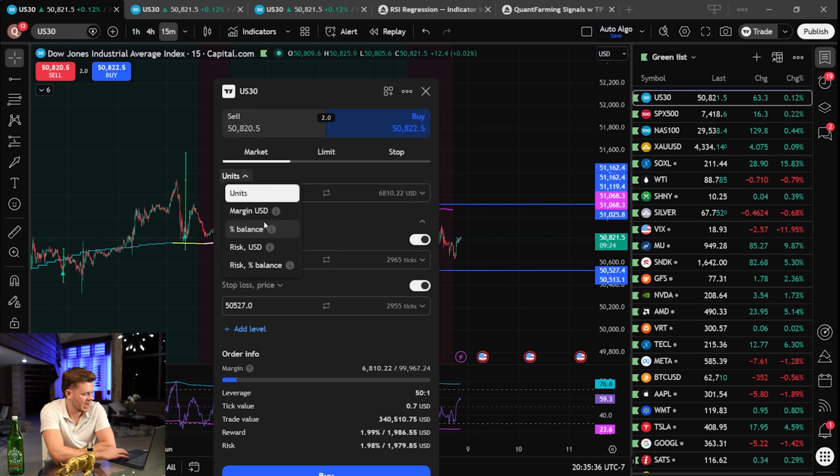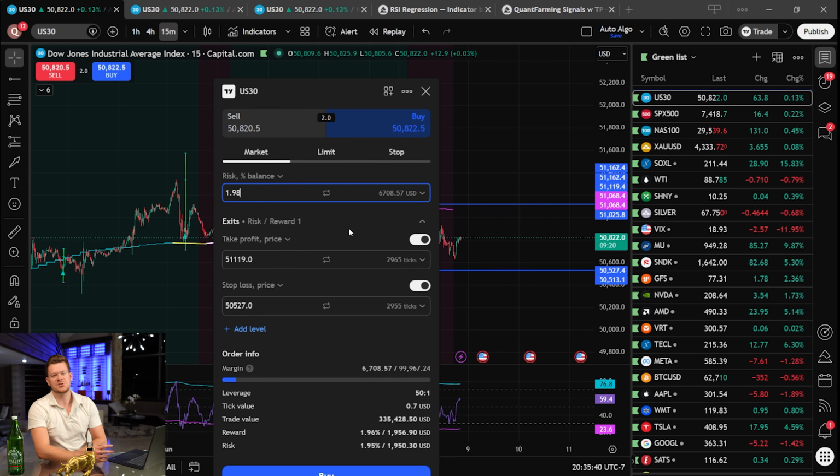Instead of units, I want to do percent risk, percent balance. Guys, this is one of the most important things about trading, and if not the most important thing about execution that I can tell you. Number one, obviously, discipline, consistency. That is what builds long-term success. But discipline and consistency come from having a scientific method when you're trading.